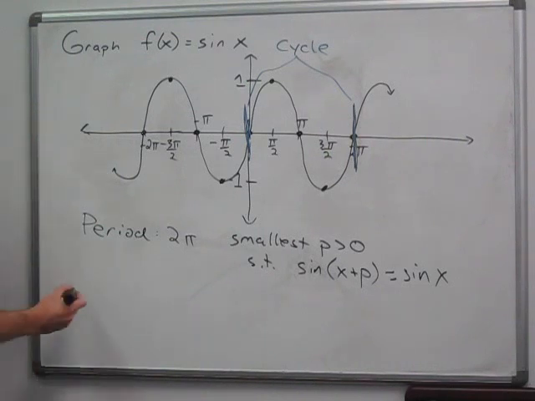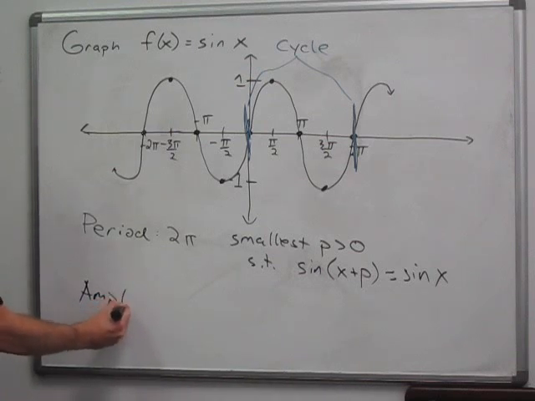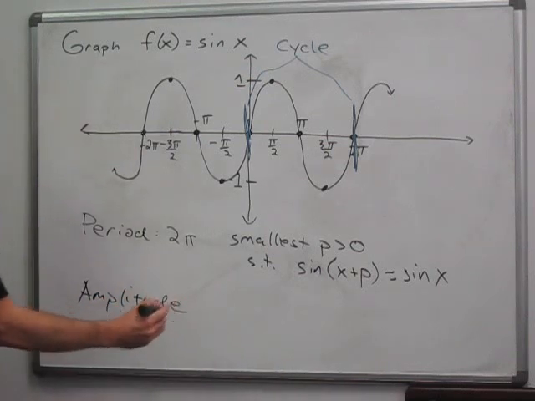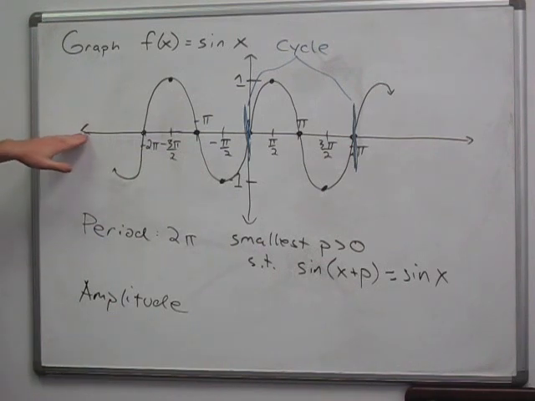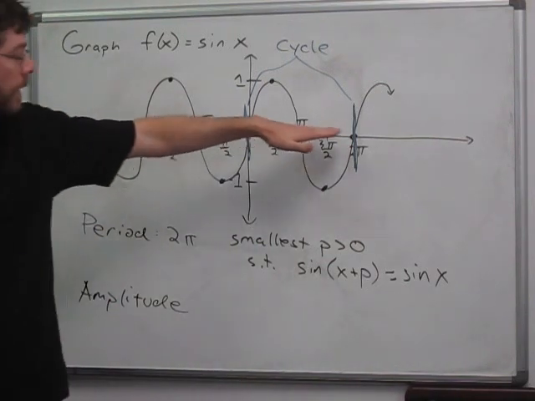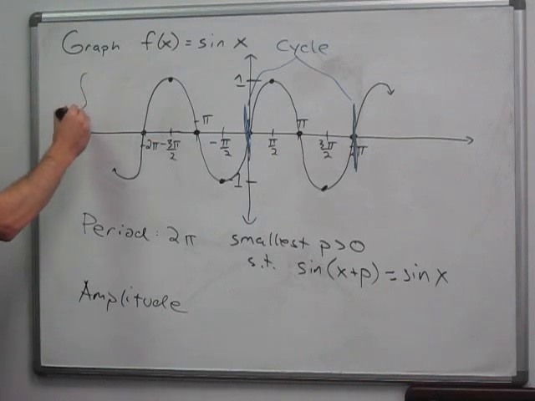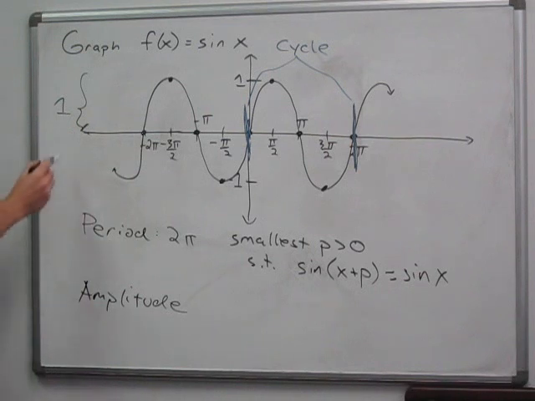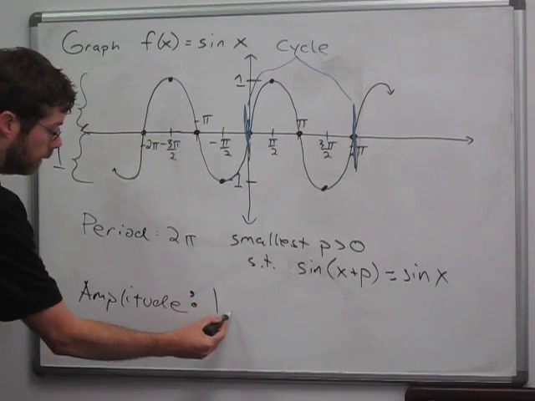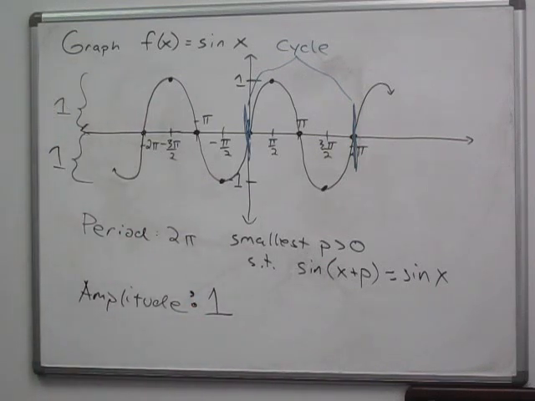Something else to talk about, the idea of amplitude. Notice that the x-axis in this curve runs right through the middle of our graph, right? The height of our graph achieves a distance of 1 from this middle line, and the depth of the graph also achieves a distance of 1 from that middle line. So that we say the amplitude of the basic sine curve is 1.